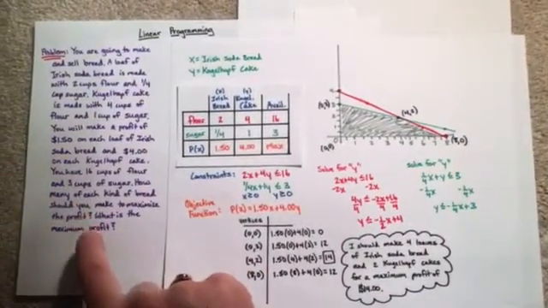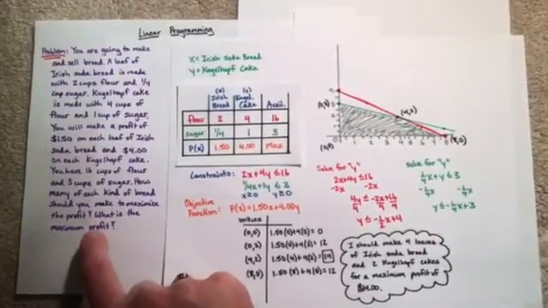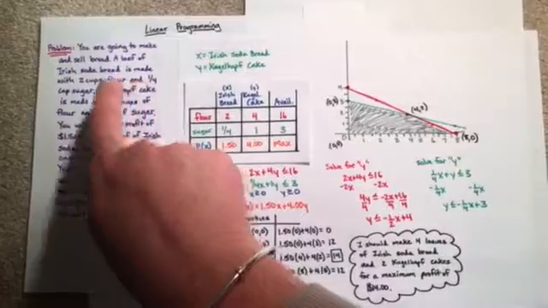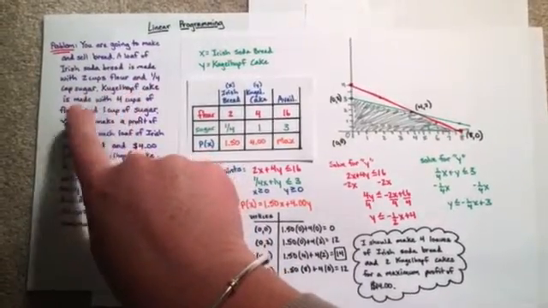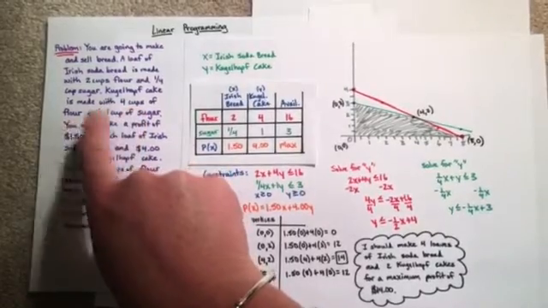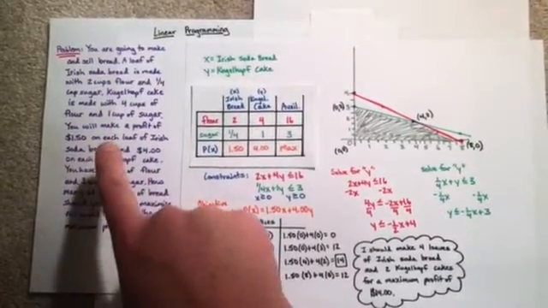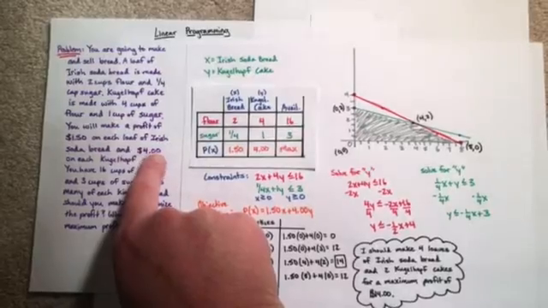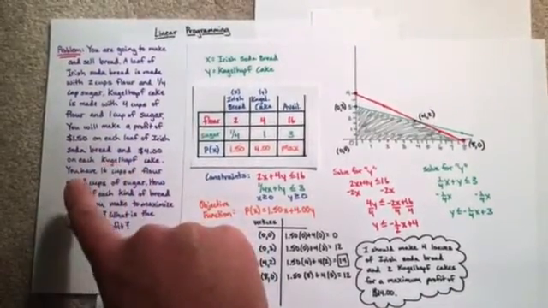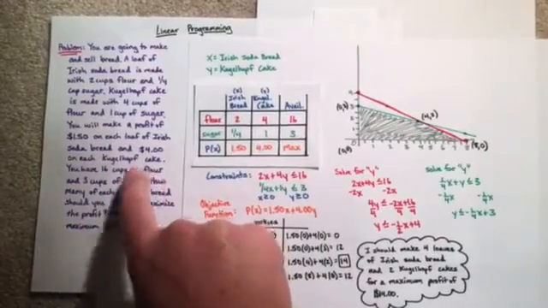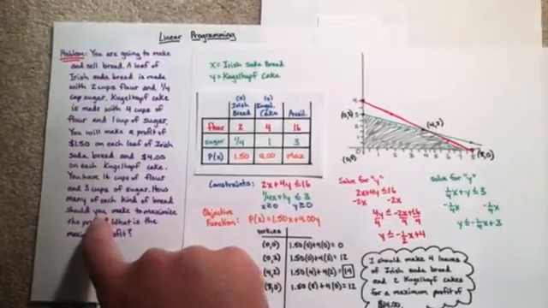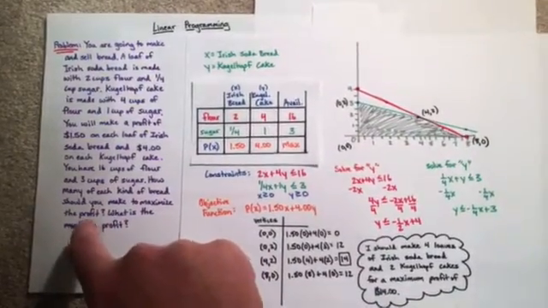So as you recall from our test, here was our problem. We were going to make and sell some bread. We had a loaf of Irish soda bread, which is made with 2 cups of flour and 1/4 cup of sugar. Kugelhof cake was made with 4 cups of flour and 1 cup of sugar. We can make a profit of $1.50 on each loaf of Irish soda bread and $4 on each Kugelhof cake, and we only have 16 cups of flour to work with and 3 cups of sugar. So how many of each kind of bread should you make to maximize the profit, and what is the maximum profit?